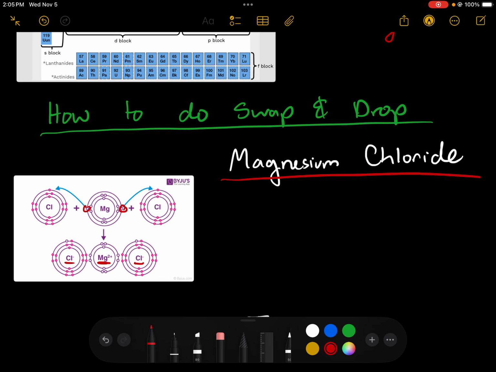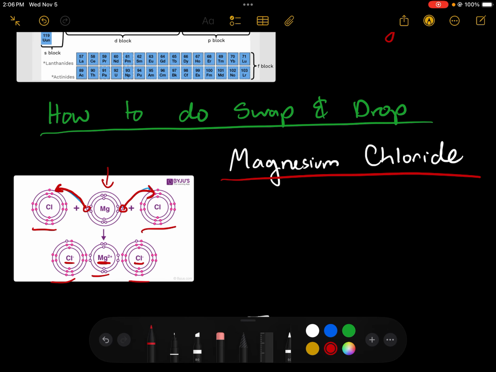When these two elements run into each other, magnesium is going to give up its electrons to chlorines. This magnesium gives 1 electron to this chlorine and 1 electron to that chlorine, meaning that to create a neutral compound with magnesium and chlorine, you need 2 chlorines and 1 magnesium. However, you don't want to sit there and draw this out every single time you want to make a compound, so there is a shortcut, and that's swap and drop.